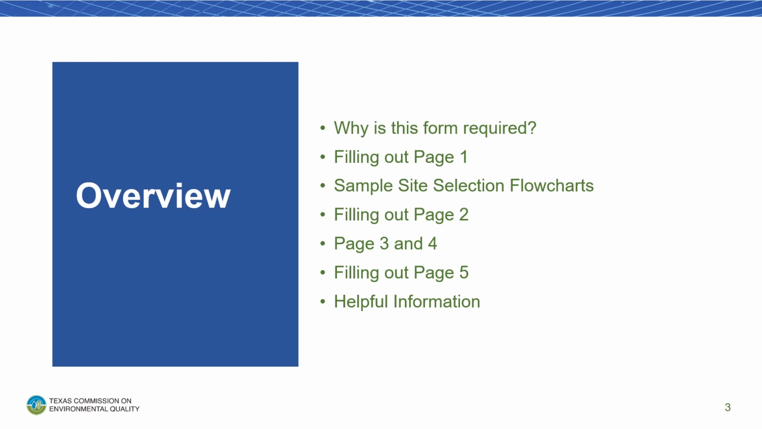This page provides an overview of what will be covered in the video. First, we'll discuss why this form is required, and then we'll cover the specific requirements for each page of the form separately. Last, we have information on where you can go to find additional assistance if needed. The video has been broken into chapters so that you can easily locate the information you need. Hover your mouse over the video and then click the section on the seek bar that corresponds to the section you need assistance with in order to be brought to that segment of the video.